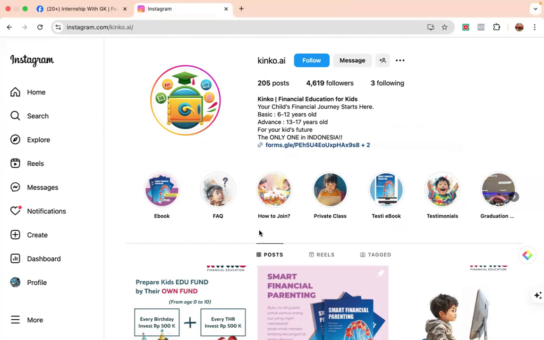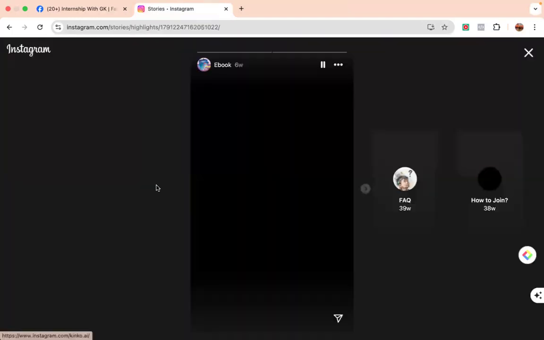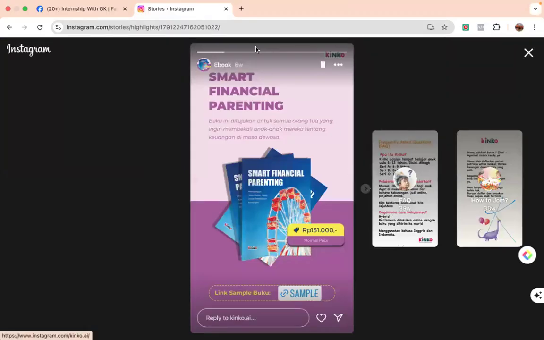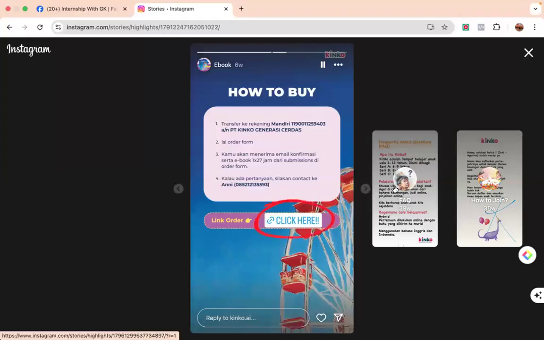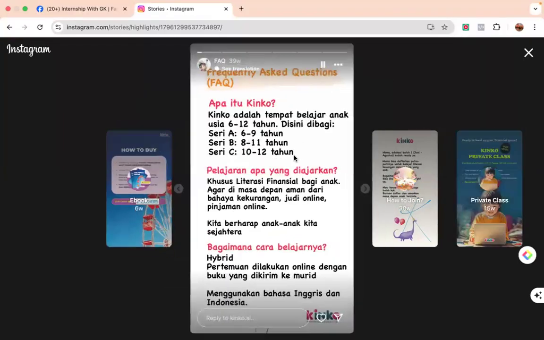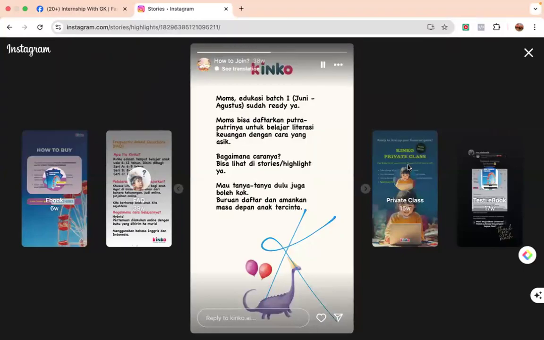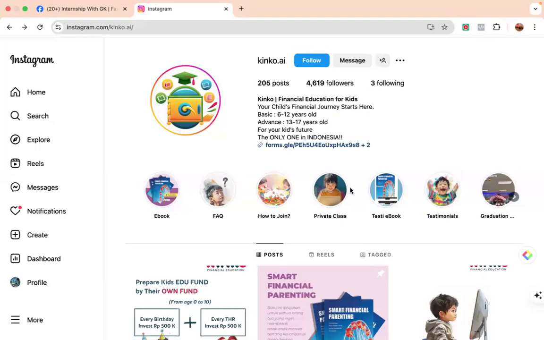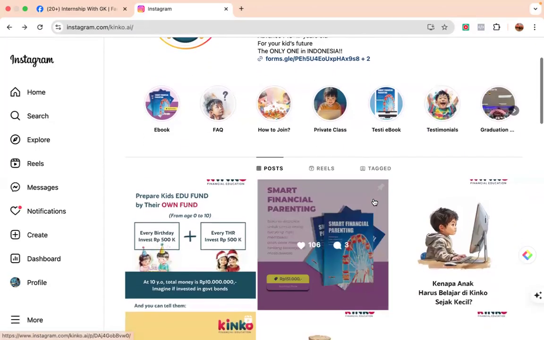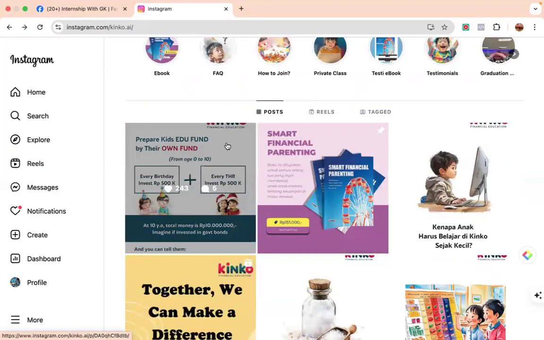And here are the highlights. So we can access the ebook. Here, they are providing some kind of a carousel. We can look at the facts. There are some more batches apparently, which the person is referring to. So there are different highlights which have been prepared. And then these are the posts.